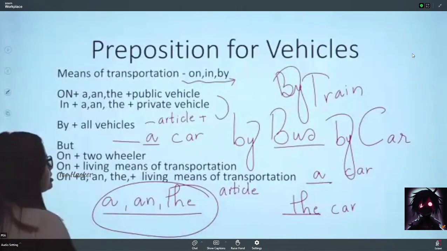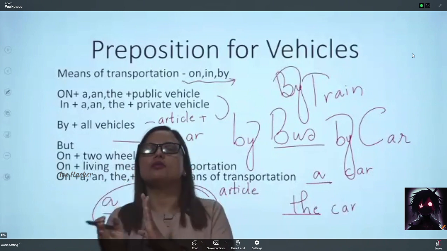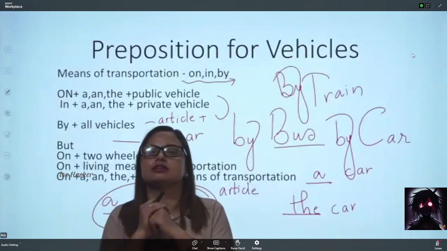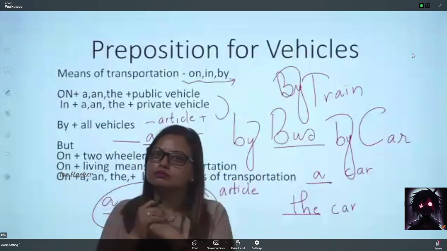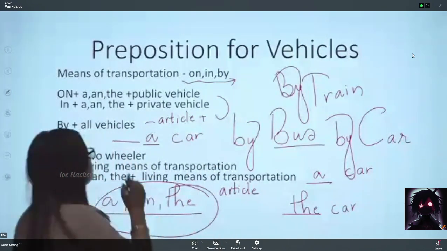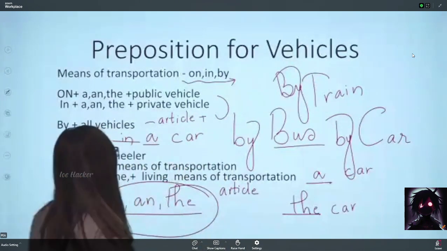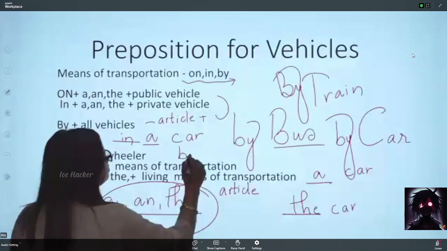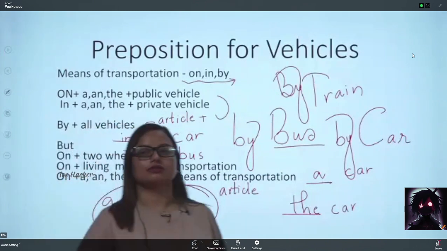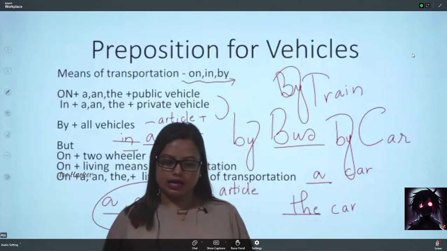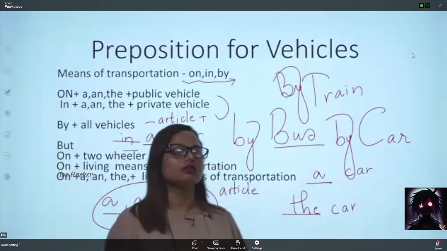In this scenario, you have to identify whether your vehicle is private or public. Car stands for a private vehicle. So for a private vehicle, if it comes with an article, then you have to go for in. In a car. Similarly, the bus. Bus is a public vehicle, and your public vehicle is with your article. Public vehicle plus article, then go for on.